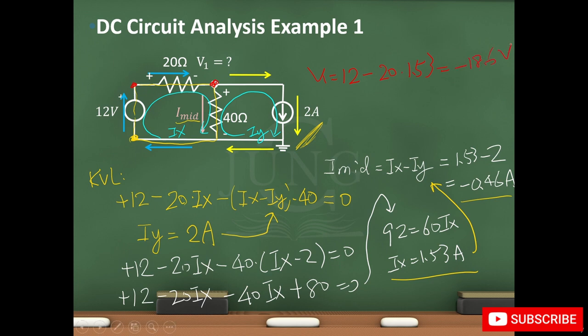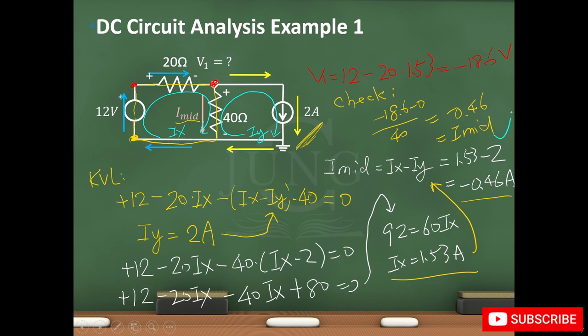We can check this answer by applying Ohm's law on this middle branch. Let's see if we can get the same I-mid current by applying Ohm's law using the V1 voltage that we just determined. So minus 18.6 minus 0 divided by 40 should equal I-mid, and it does. So our answer is correct and consistent.